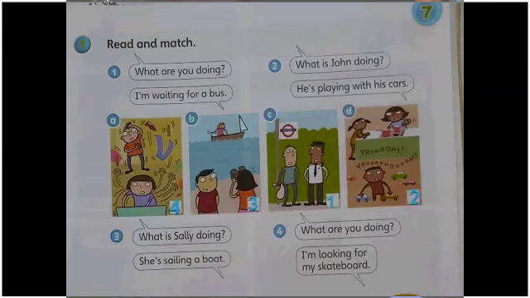Now, number 2. What is John doing? He's playing with his cars. So which picture? Picture D. So D is number 2. Number 3. What is Sally doing? She's sailing a boat. Which picture? It's picture B. Very good. So write B. Now, what are you doing? I'm looking for my skateboard. Which picture? It's picture A, 4. So the answers: A, 4, B, 3, C, 1, D, 2.